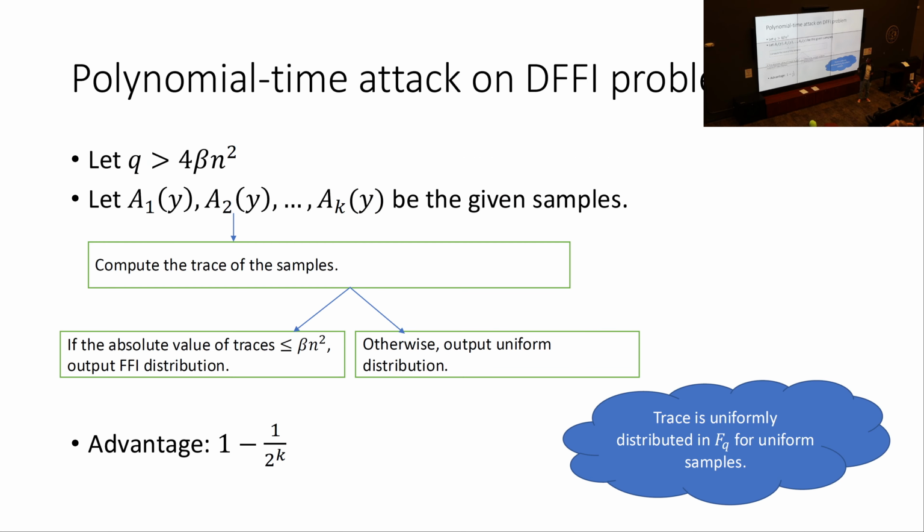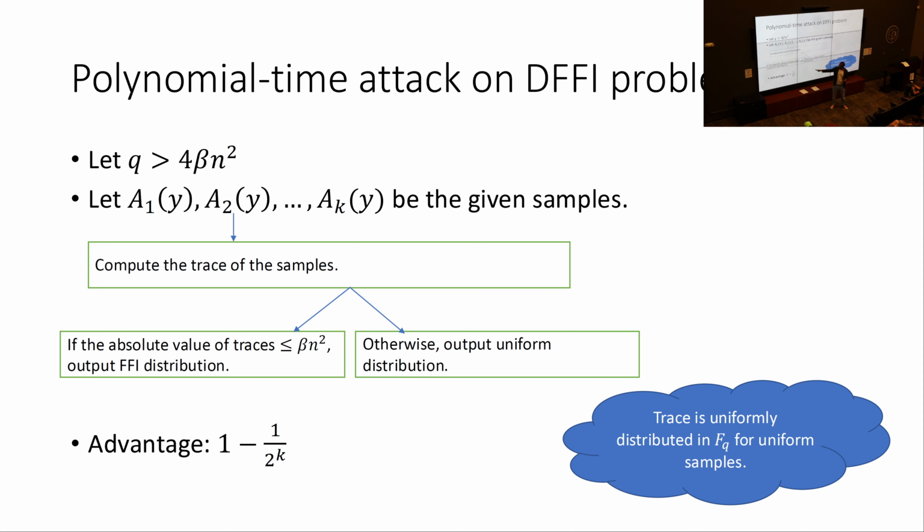So just keeping this in mind, we have a polynomial time algorithm to solve the decisional finite field isomorphism problem. How does it work? Let's consider q to be 4 times beta times n square, and then given k many samples, you just compute the trace in absolute value. If they are all upper bounded by this factor of n square, these are going to be FFI samples. But if not, they are just uniform samples. And because the trace is uniformly distributed over F_q, we have an algorithm to solve this problem with advantage 1 minus 1 by 2 to the power k.